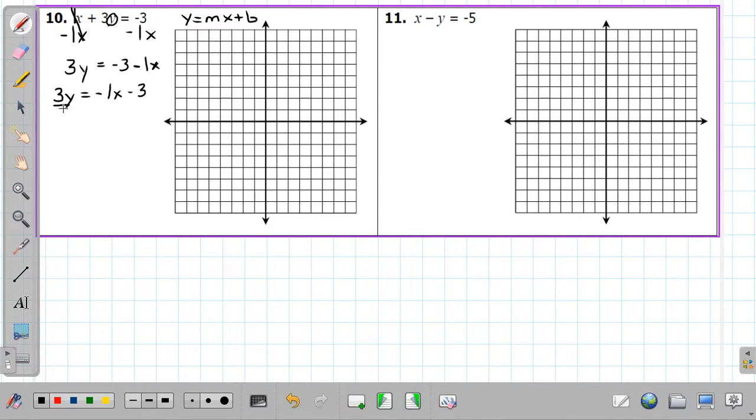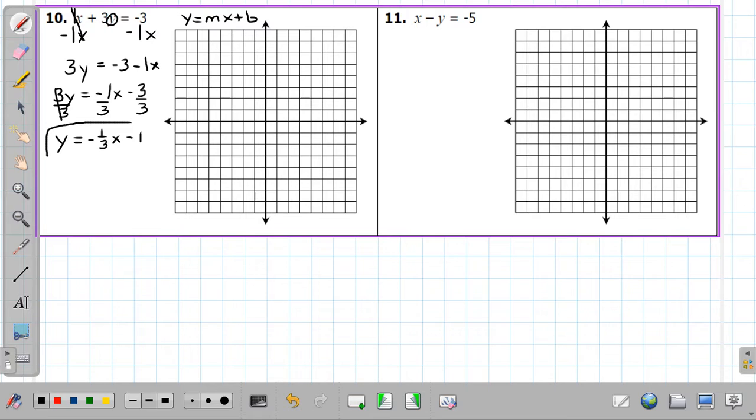So what I end up having to do here is divide by 3. Notice when I divide by 3, that makes those 3s go away. So we have y is equal to, and when I divided by 3 over here, I did it to each term. So divide negative 1 by 3 to give me negative 1/3 x, minus 3 over 3, so minus 1.